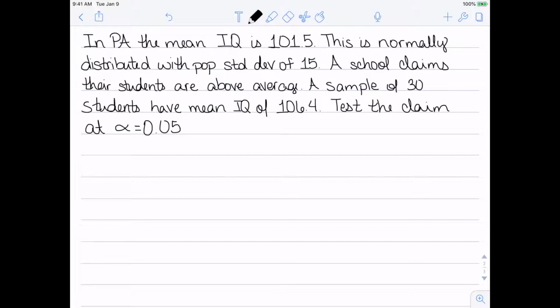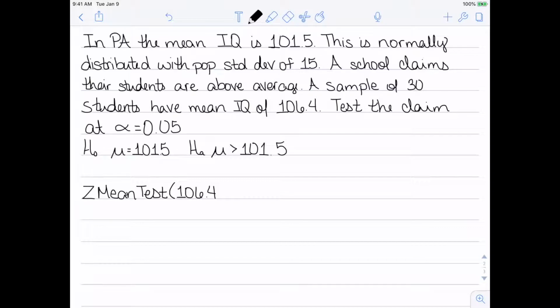Our first step is to state our hypotheses. We know that the actual mean is 101.5, so that tells us what our null hypothesis is. For our alternative hypothesis, we're claiming that these students are above average, so they should be greater than 101.5. For the next step, we need our calculator command, which is z_mean_test. The first thing we need for this command is our sample mean, x bar. And we see that the students have a mean IQ of 106.4, so that would be our sample mean. The next thing we need is population standard deviation, which we can see in this problem is 15.